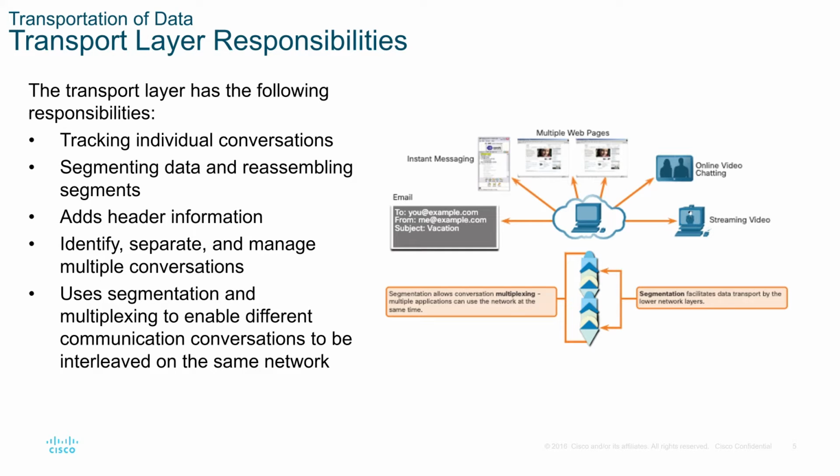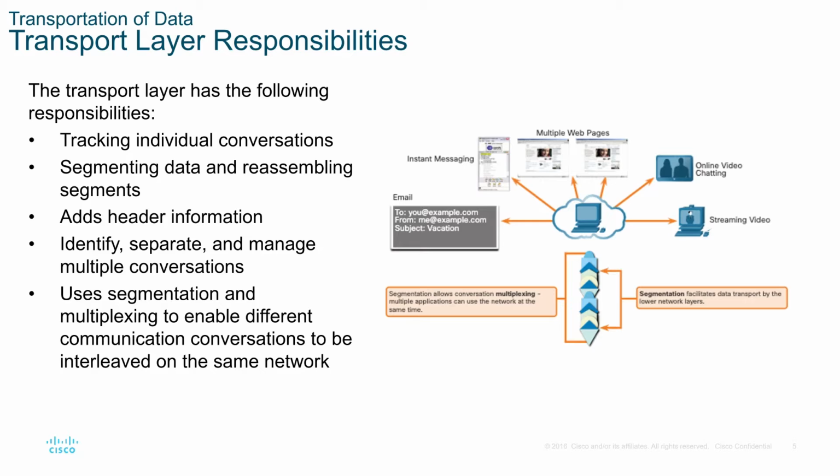The transport layer has the following responsibilities. It tracks individual conversations. It segments data and reassembles segments. In an earlier chapter, we discussed TCP. TCP sets up sequence numbers so that data can be reassembled if it arrives at the destination out of order. UDP does not do this and must rely on upper layer protocols to tell it to resend data so that it does arrive in the appropriate order.